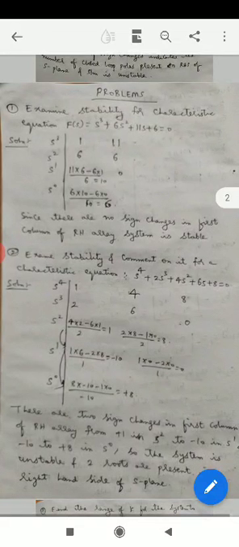So the first problem, very simple. Examine the stability of the characteristic equation F of s equals s power 3 plus 6s square plus 11s plus 6 equals 0. So first, what do we have to do? We have to write the highest power of s. What is the highest power of s? S cube. Then in the second row, we have to write the next highest power of s. What is the next highest power of s?